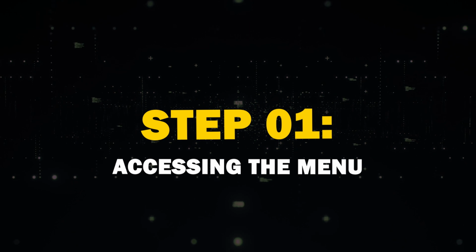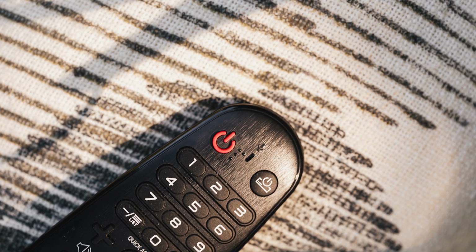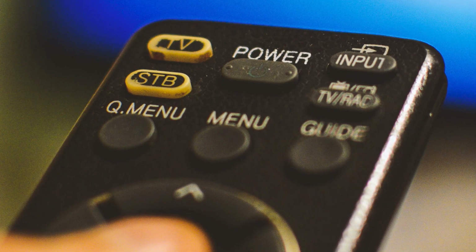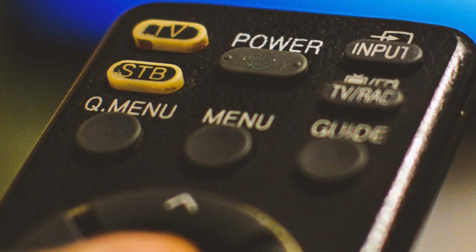Step 1. Accessing the menu. First, grab your TV remote. To begin, you'll need to access a TV's menu. Look for a button labeled Menu or Settings on your remote control, then press it.